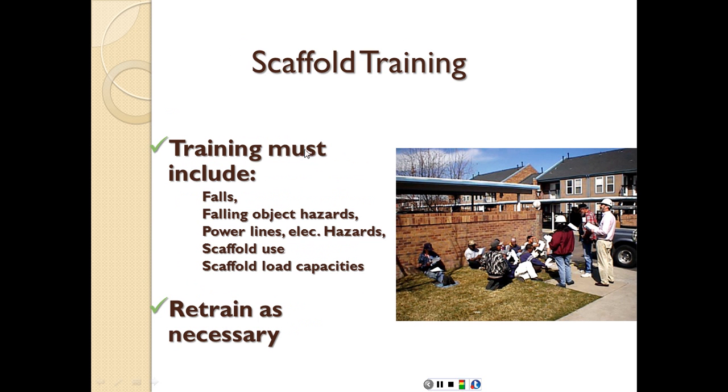So the training must include falls, fall protection, falling object hazards, especially for those who are going to be working on the lower level, power lines and electrocution hazards, the proper scaffold use, and what the proper scaffold load capacities are. And you're going to retrain as necessary. If you have introduced a new type of scaffold, for example, you need to retrain your employees. If you have added new employees, you have to train these new employees.